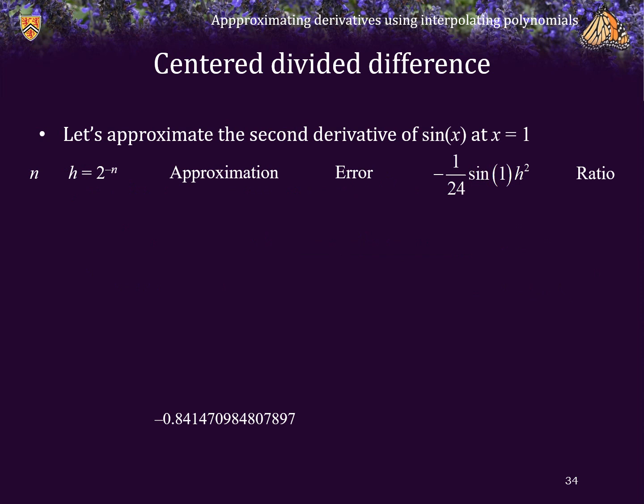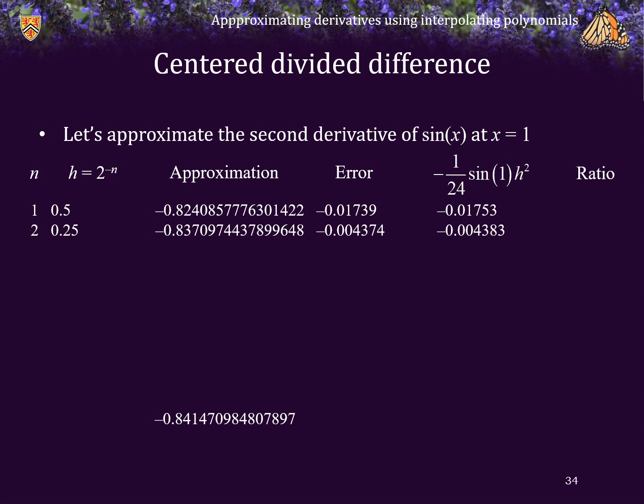So now let's approximate the second derivative of sine of x at x equals 1. And the correct answer to the given number of digits is shown below. Well, when h is equal to 0.5, well, it's actually not bad. We get the first digit correct. With dividing h by 2, we get a better approximation. In fact, you can see that the error is already dropping by almost exactly 1/4.